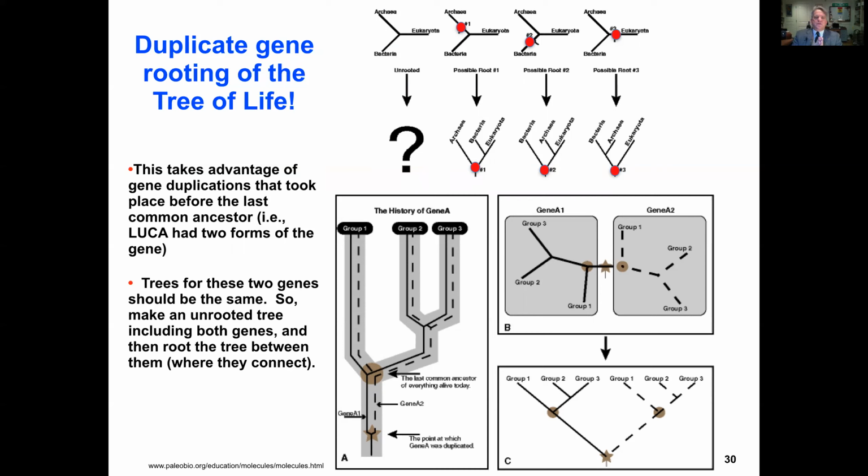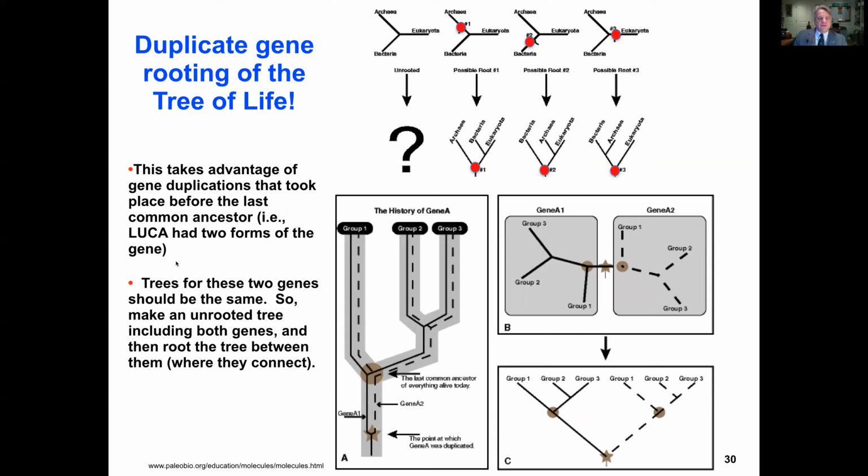The idea is that these opsin genes diversified prior to the diversification of vertebrates. So if we have gene duplications that took place prior to the last common ancestor, Luca, then Luca would have had multiple forms of the gene.